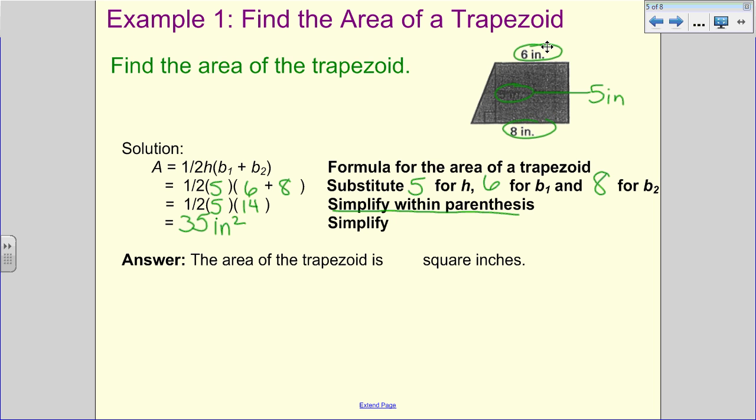Guys, we really have to work on that. We have to make sure that we're recognizing squared units as being our label for area. So the area of this trapezoid is 35 square inches.